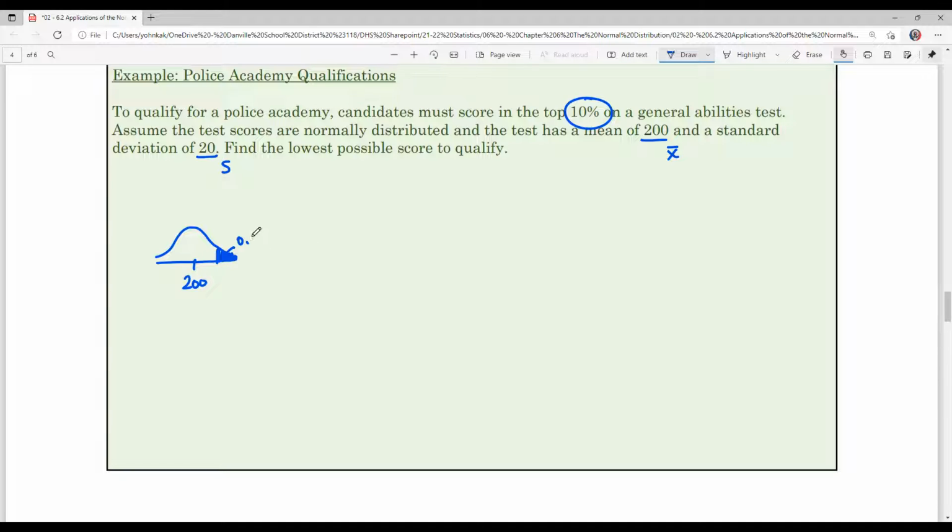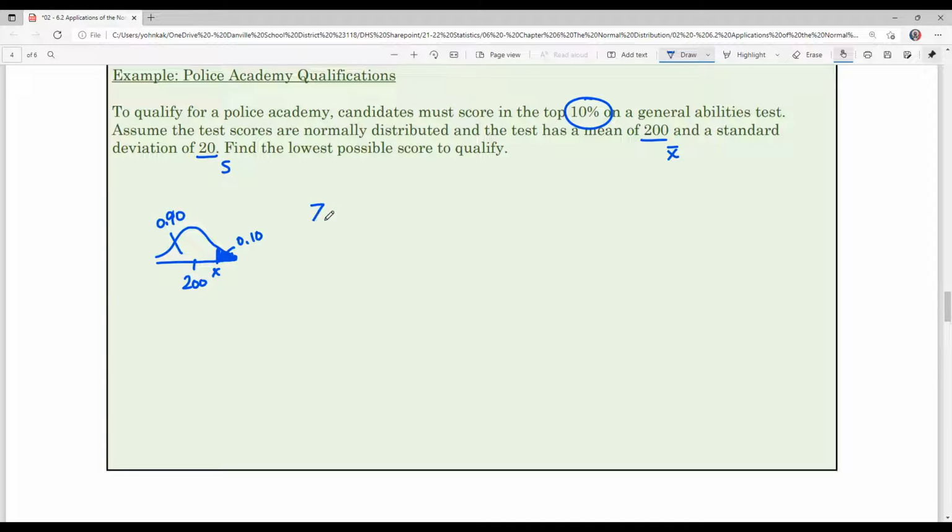This is 10%. So remember, all the values underneath the curve add up to 1. So if I know that this shaded part on the right is 0.10, then I know the unshaded part on the left is 0.90. I'm looking for what that value is right there. I know it's going to be greater than 200, but I don't quite know what it is. So what we can do is find the z-score that goes with that value there.